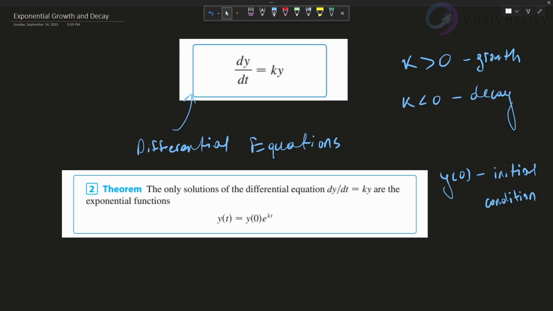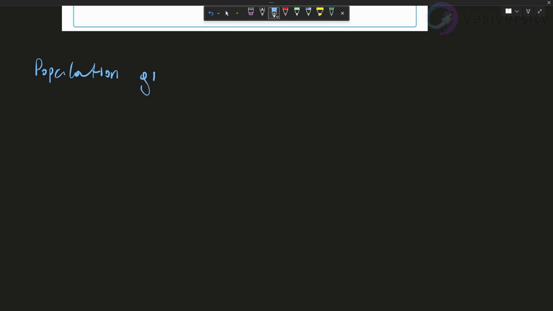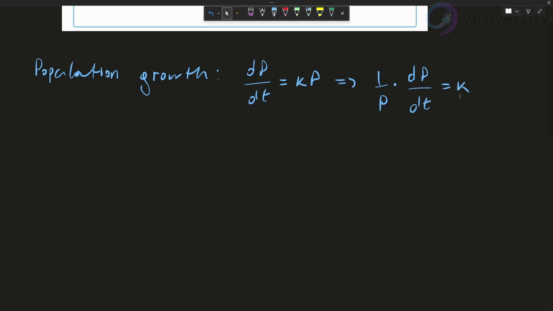The first thing is, of course, population growth. For population growth, we can have an equation dp over dt is equal to kp. A common way to rewrite this is 1 over p times dp over dt, which is equal to k. We also call it the relative growth rate.